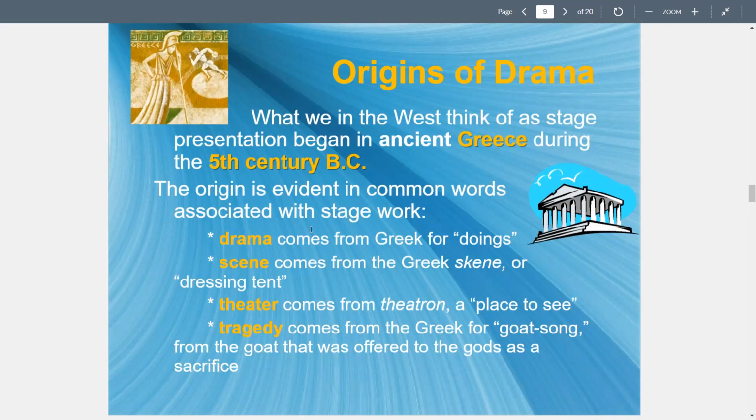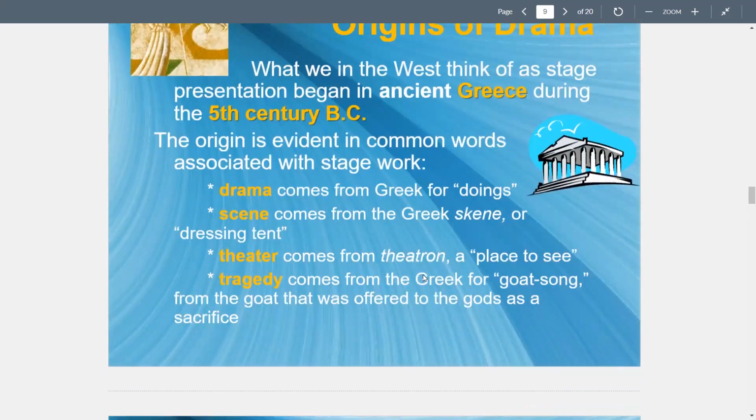The word drama comes from the Greek for doings. Scene comes from the Greek skene or dressing tent. Theater comes from theatron, which is the place to see. And tragedy comes from the Greek for goat song.